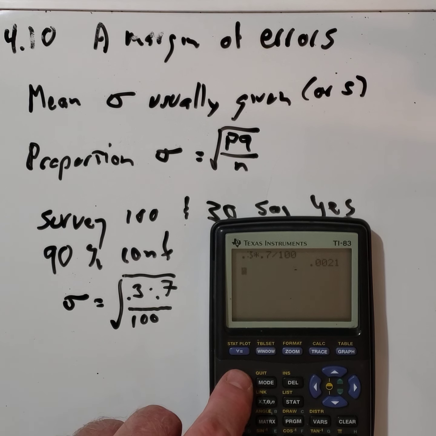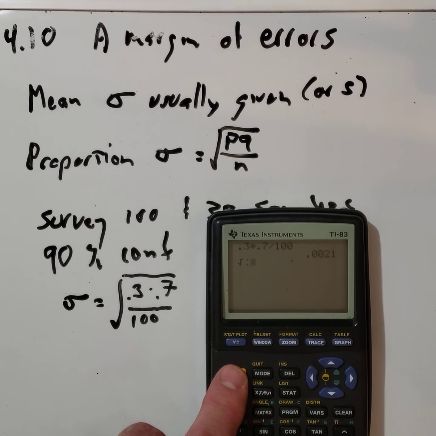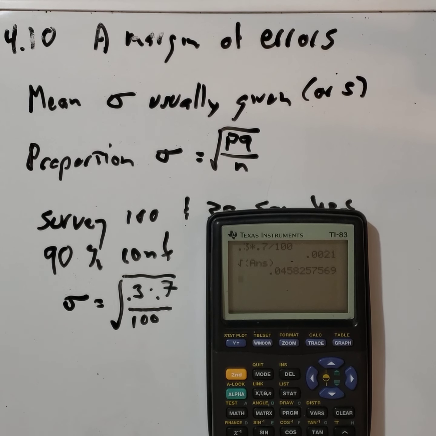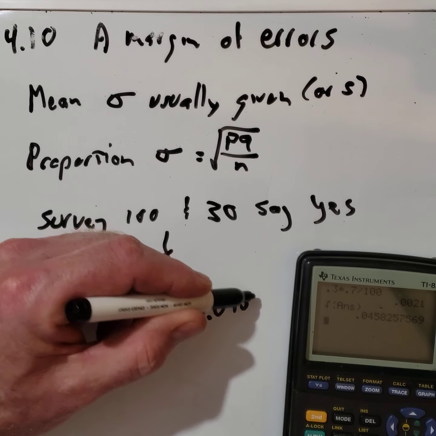And you can do second square root. And then if you do second minus, it'll bring that number back in, or you can type it in and it'll give us 0.0458. So here our standard deviation is 0.0458.